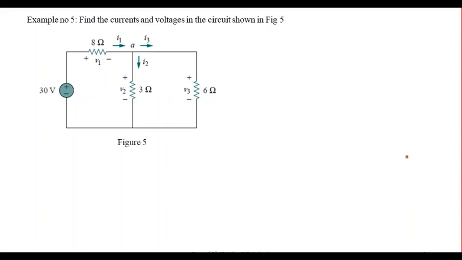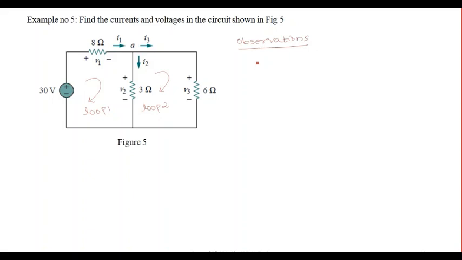So here, if you want to apply KVL, you require the loop currents, right? So I can make a few assumptions. I can assume one loop current, that is loop 1, and another one will be loop 2. And what are the observations we can make from the circuit?